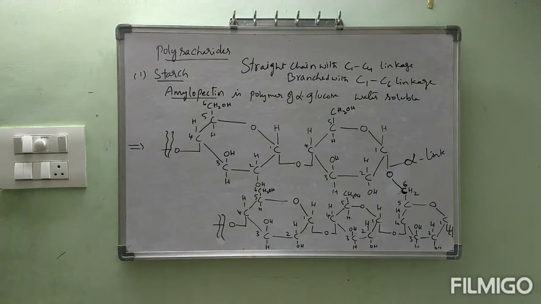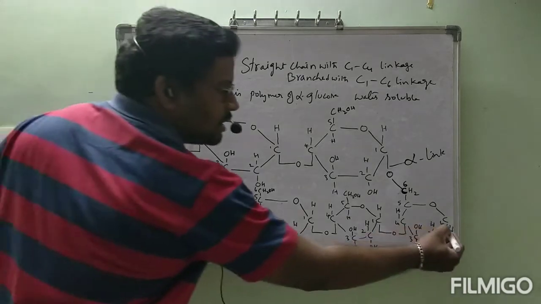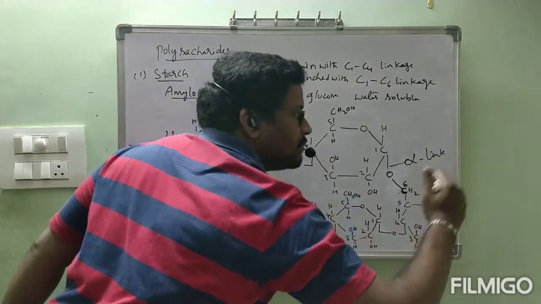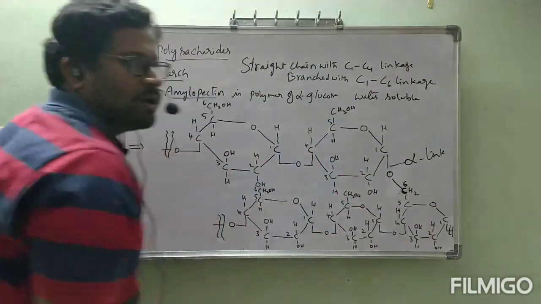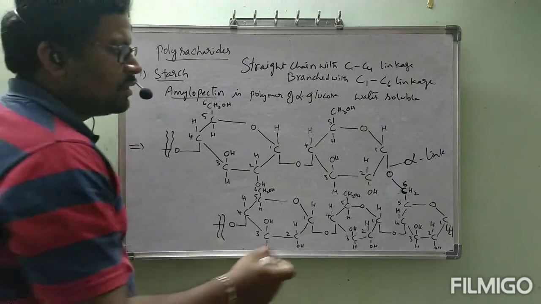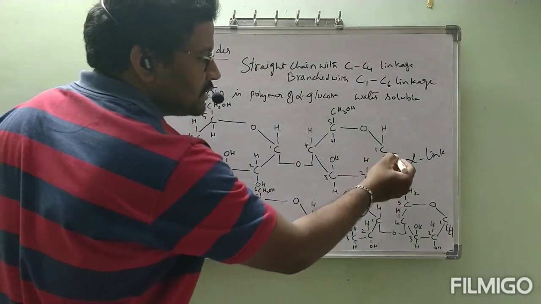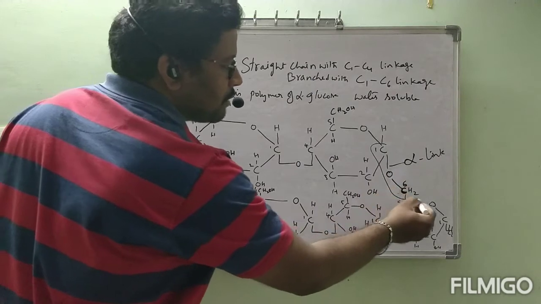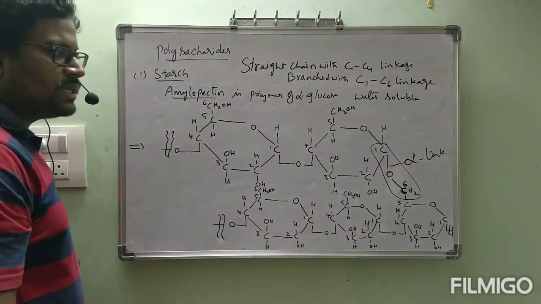Above chain and below chain, again somewhere after 100 units, 500 units or 600 units, will form a branch in the last. How it is formed here in the last, like that it is continued. Below here this C1 might be continued again. One more branch might be formed after some units. But the branched chain is going to be formed at C1 and C6.